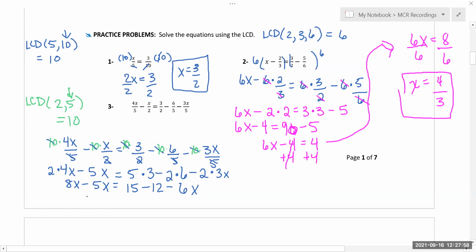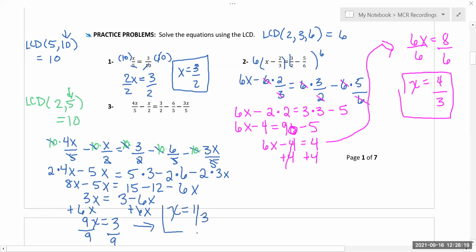All right, now the next step is to combine all those like terms. So 3x equals 3 minus 6x. I'm going to move the 6x over. So that gives me 9x equals 3. We're so close. That gives us x equals 1/3. I know it looks like a lot more work, but it actually is not as much work as if we did a different method. So that's your fraction clearing.